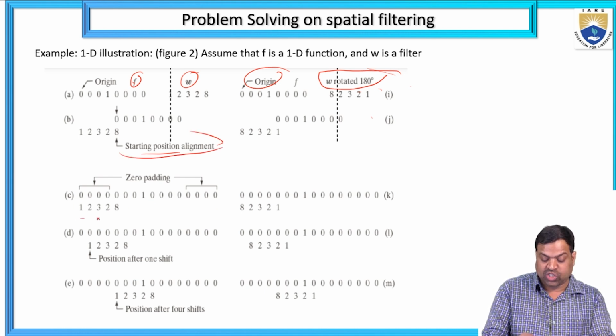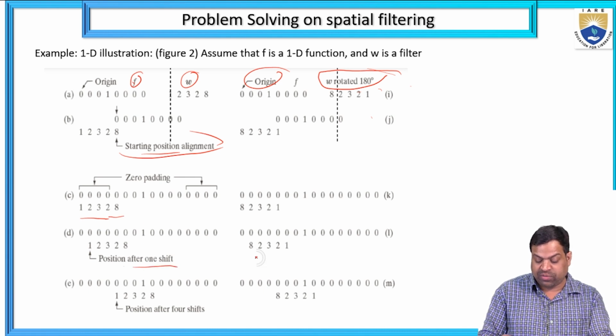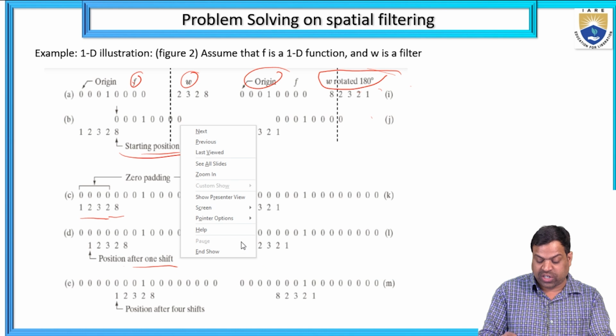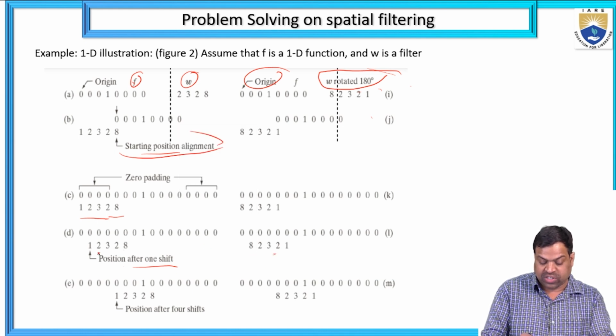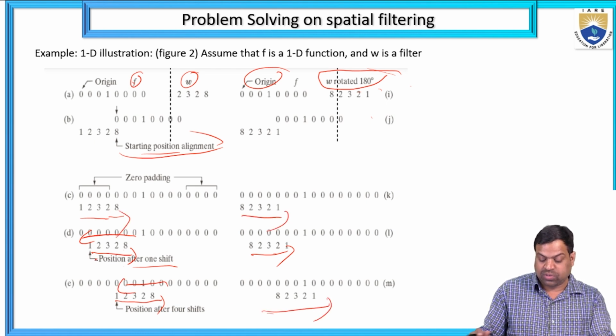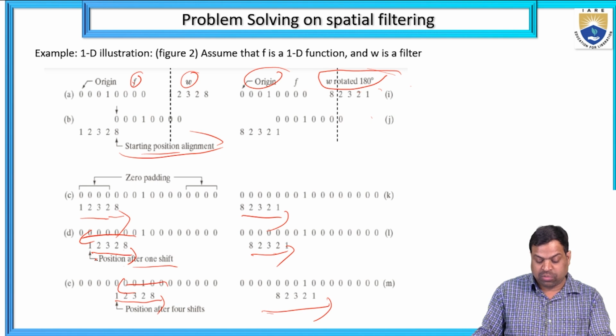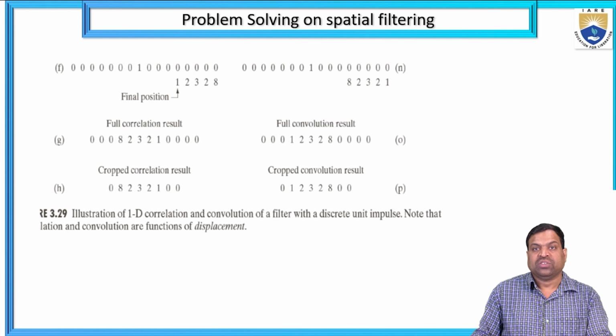When I go for zero padding, the filter 1 2 3 2 8, when rotated, is converted to 8 2 3 2 1, the reverse order. Then we have the zero padding, the position after one shift, and the position after 4 shifts. So this is the final position.